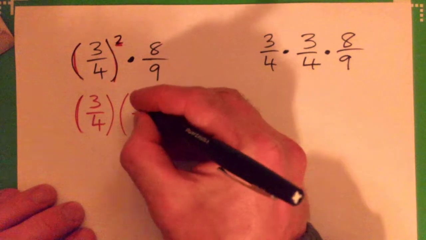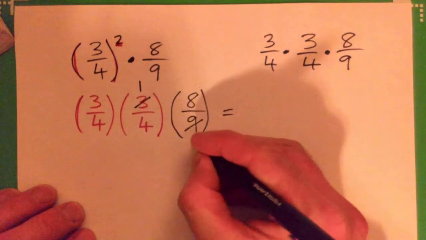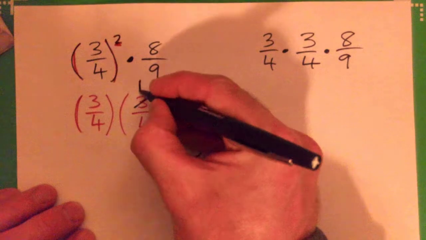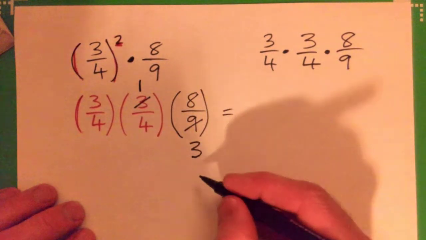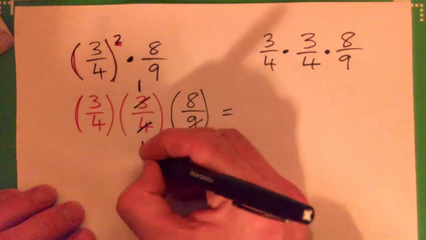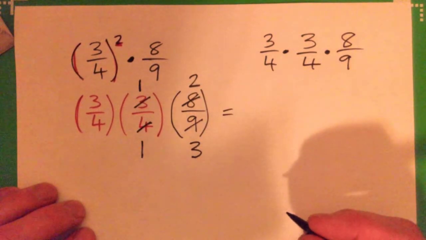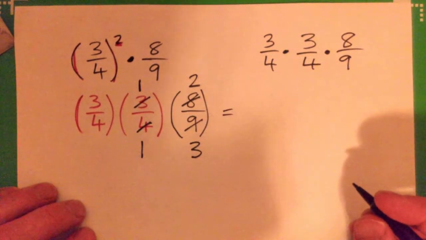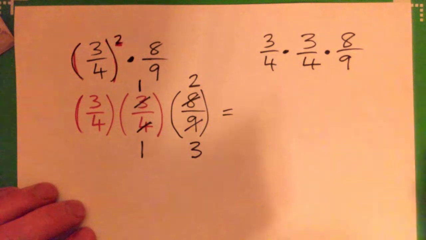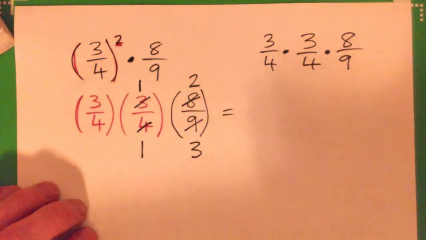Good. 3 into 3 goes once, 3 into 9 goes 3 times. So cross them out and put the numbers up there. Lovely. 4 into 4 goes once, 4 into 8 goes twice. Beautiful. Is there anything else that will cross-cancel on the top and bottom? Yes. Now you can keep going.